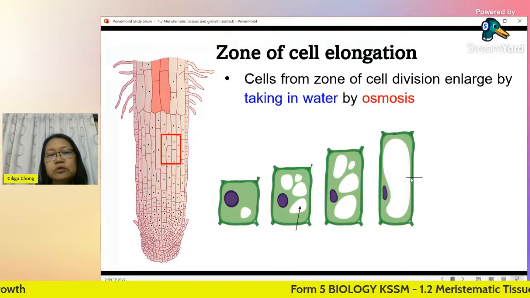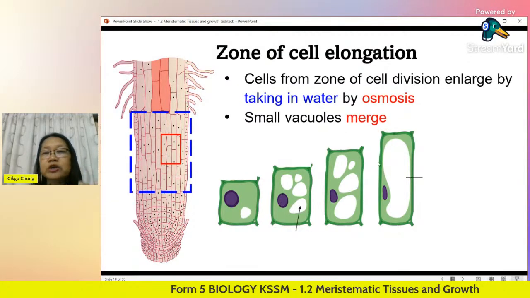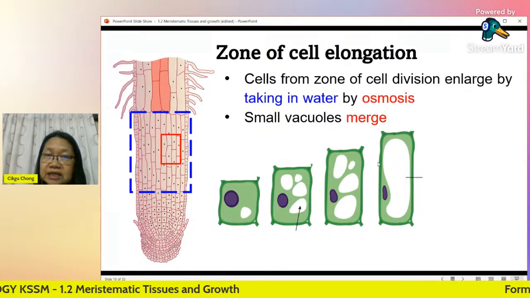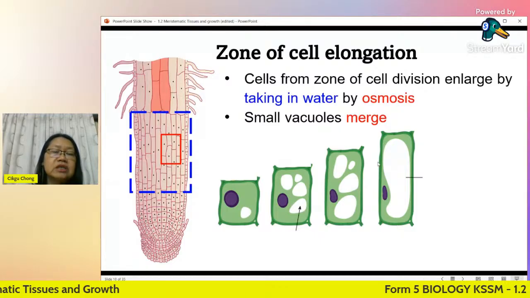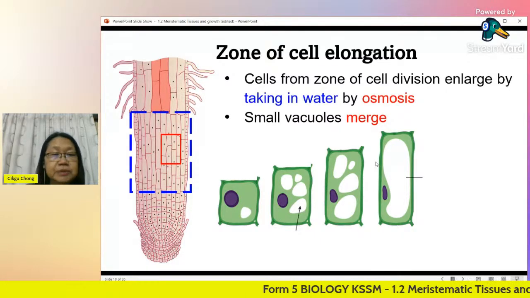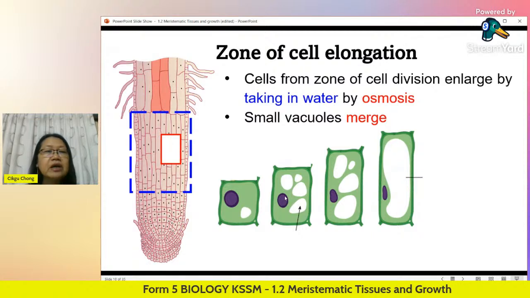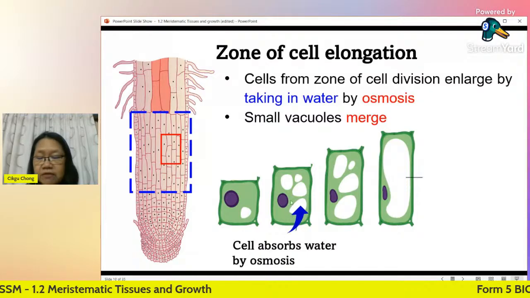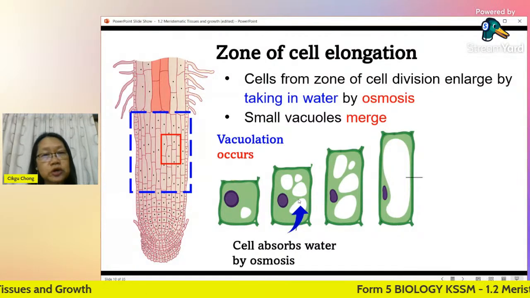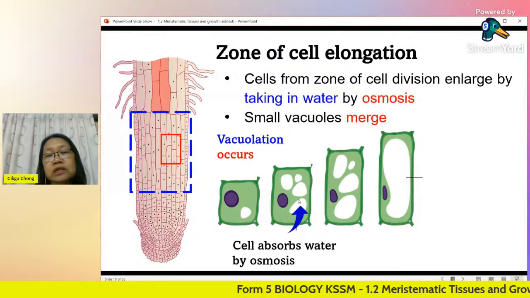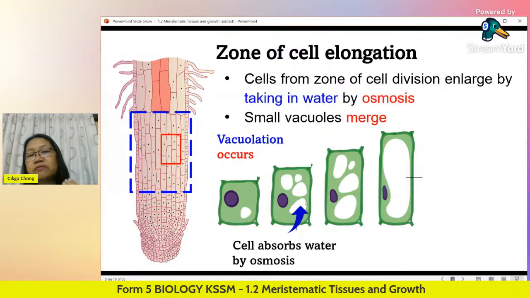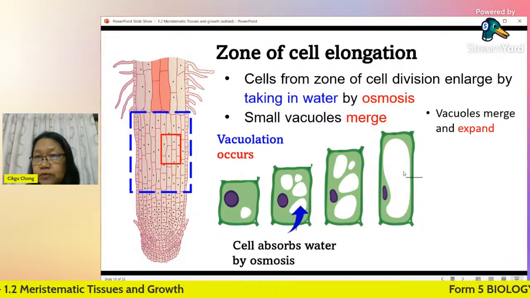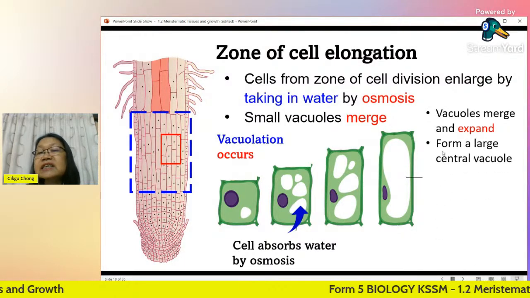When water goes in, you will see the small vacuoles, of course at first they are very small. Then the vacuole will start to become bigger. They merge, meaning they join together. So you see this picture here, the second picture. When water is absorbed into the cell, the vacuoles become bigger and they join together. This process is called vacuolation. When the vacuoles join up, they fuse together to become a bigger vacuole. They expand, and we call this a central vacuole.